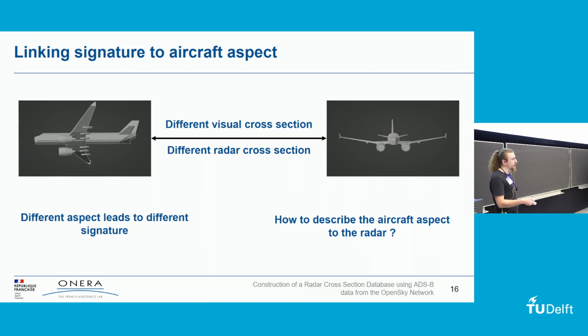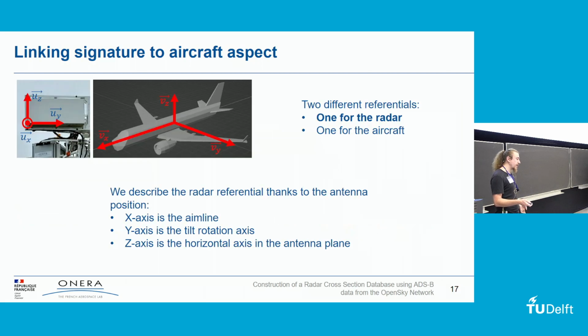Visual cross-section and radar cross-section work in a similar way. If you have a greater cross-section, most probably the radar cross-section will be greater. So different aspects lead to different signatures. So we want to know the aspect of the aircraft. Thankfully, we can do that with OpenSky data.